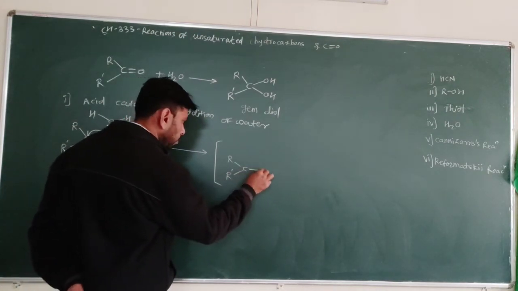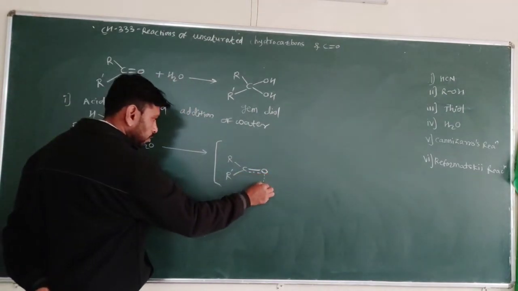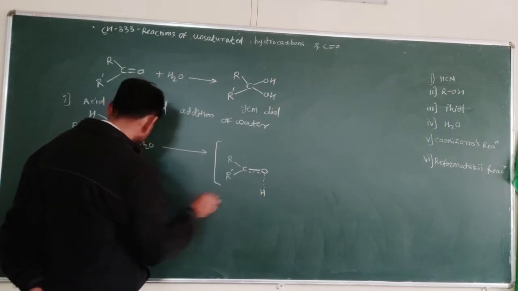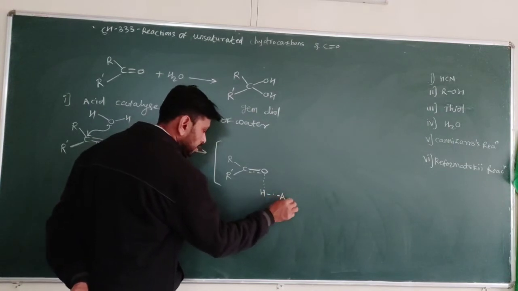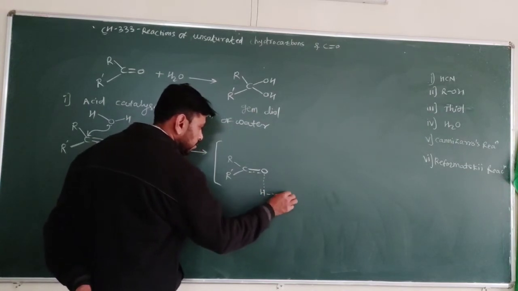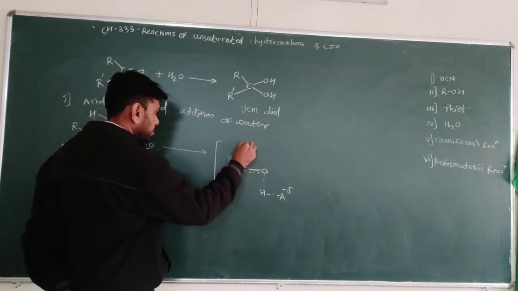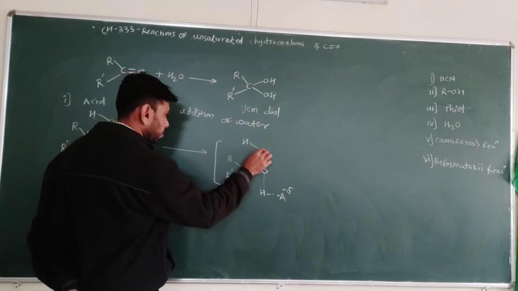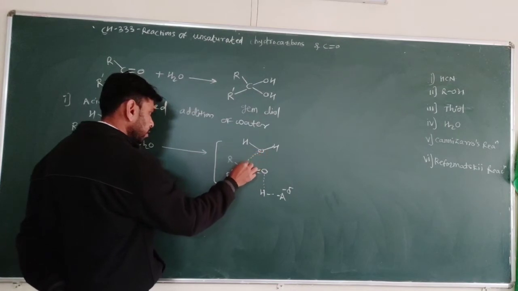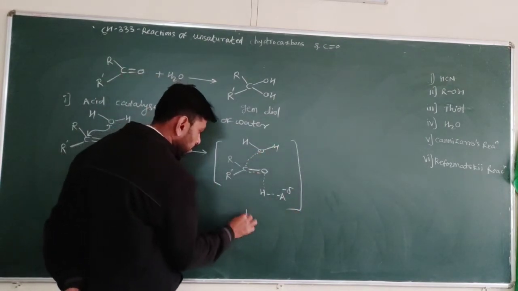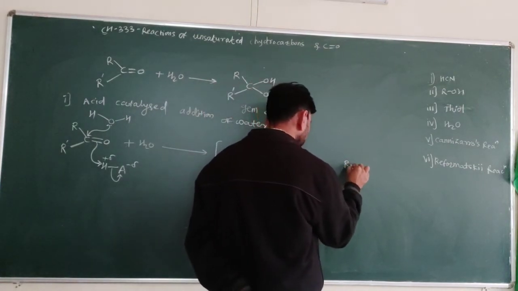Here at oxygen, one bond is breaking, and there is formation of a bond with this hydrogen. This bond also undergoes breaking, so we have to show this with dotted lines. Here the H O H. This oxygen attacks on this carbon. So this is the transition state, and after this transition state we get the final product.